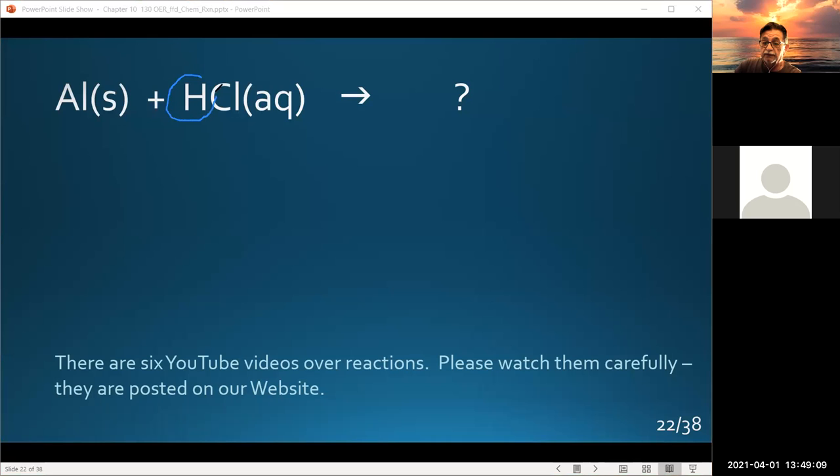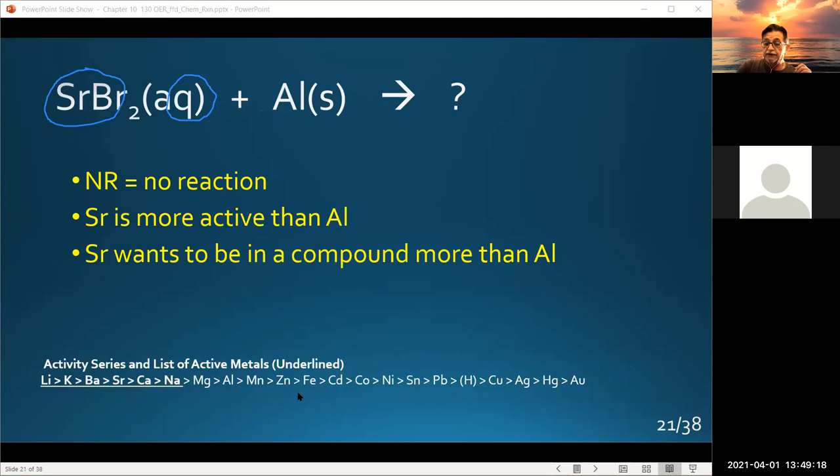So in this example, what we're doing is we are comparing hydrogen versus aluminum. You can see in the activity series that aluminum is a lot more reactive than hydrogen. Let me emphasize that. Here is aluminum, and here's the hydrogen. Aluminum is a lot more reactive than hydrogen.